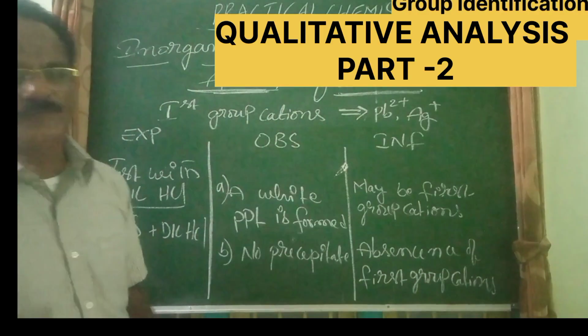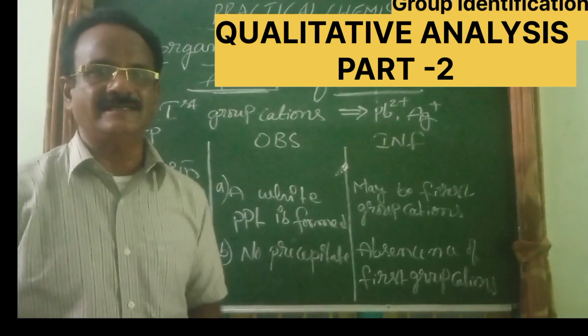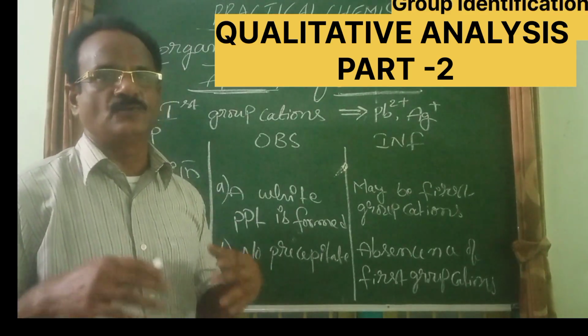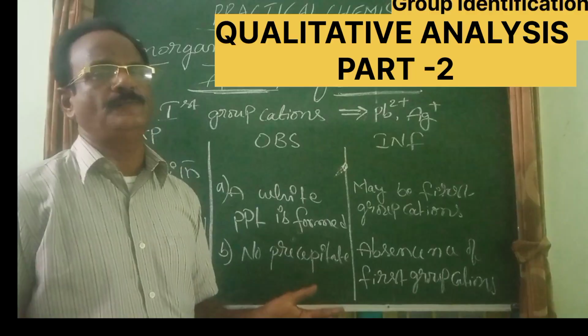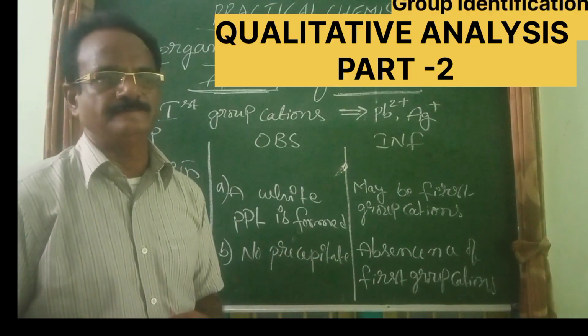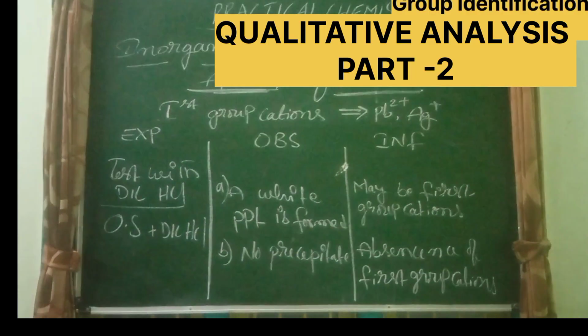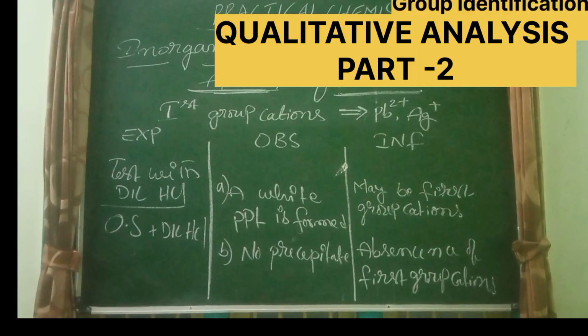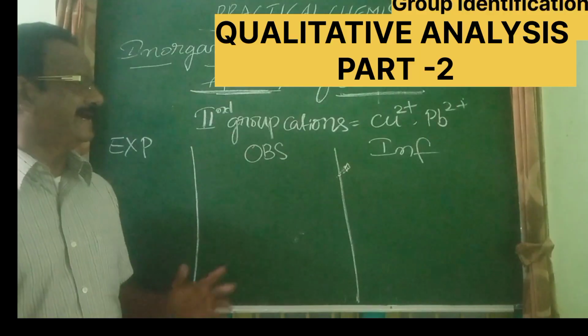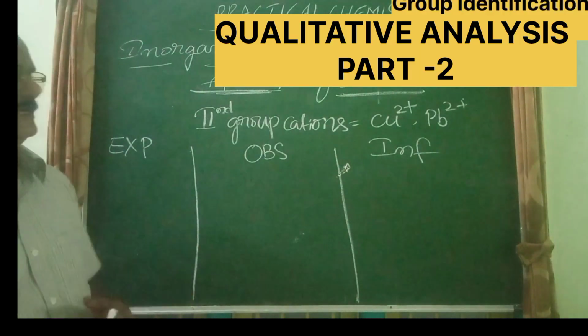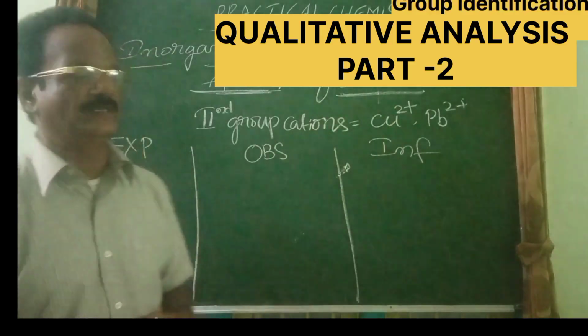Absence of first group cations. Is it clear? Then the analyst has to go for identification of second group cations. Is it clear? The identification of second group cations, that is Cu2+, Pb2+.